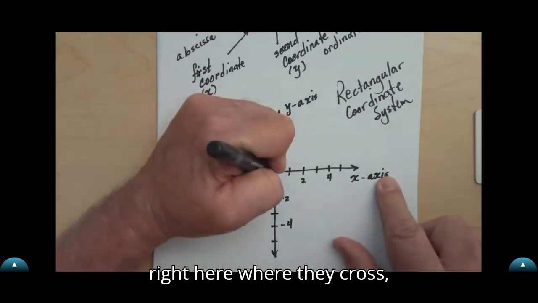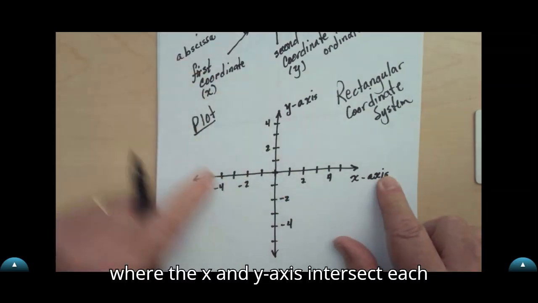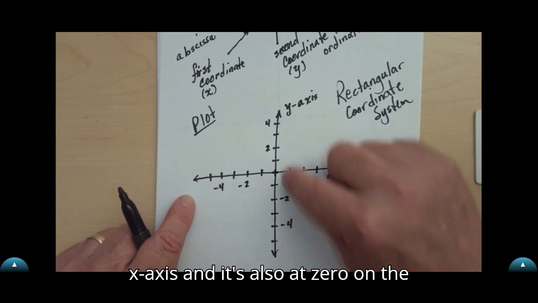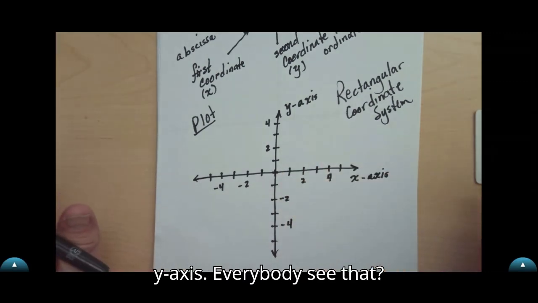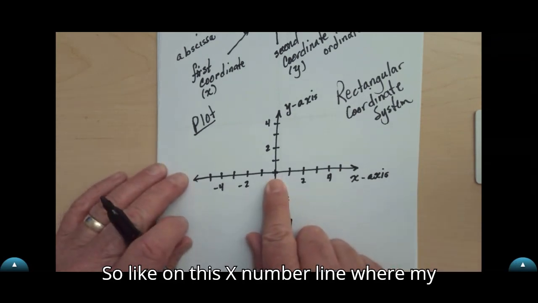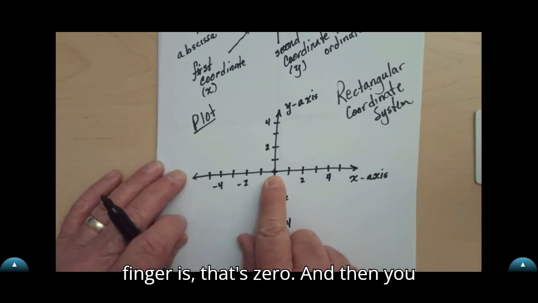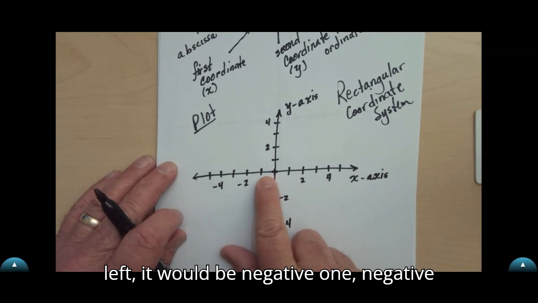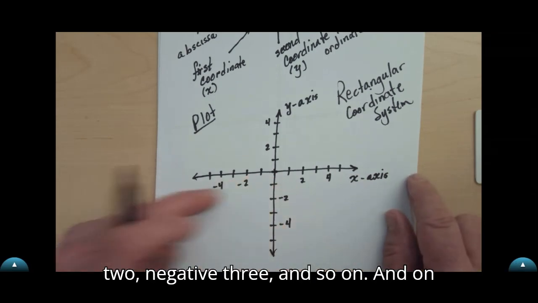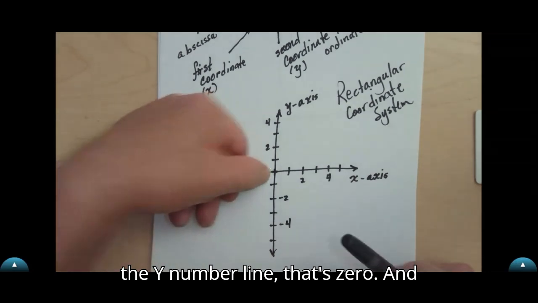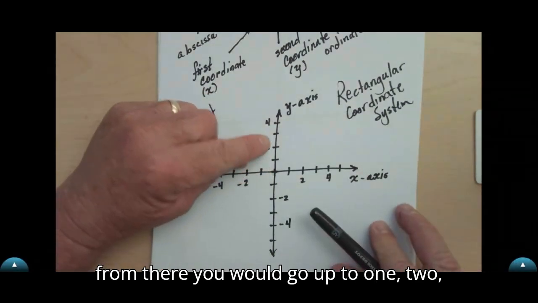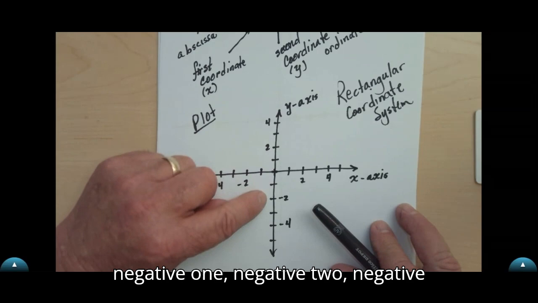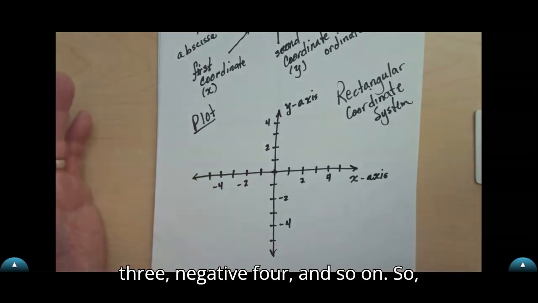And right here where the x and y axes intersect each other, that is at 0 on the x-axis and also at 0 on the y-axis. Everybody see that? On this x number line, where my finger is, that's 0, and then you would go to the right 1, 2, 3, 4, 5, and so on. Or to the left, it would be -1, -2, -3, and so on. And on the y number line, that's 0, and from there you would go up to 1, 2, 3, 4, and so on, or down from 0 to -1, -2, -3, -4, and so on.